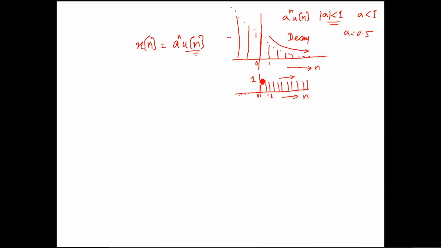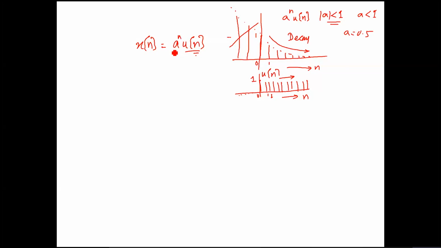If we multiply any signal with u of n, the effect is that the negative side gets cancelled out, and you are left with only this signal. So it is a right-hand sided signal. The u of n has the effect of making the signal right-hand sided. So a to the n u of n is basically a decaying sort of signal which starts from n equal to 0 and goes on and never really becomes 0.